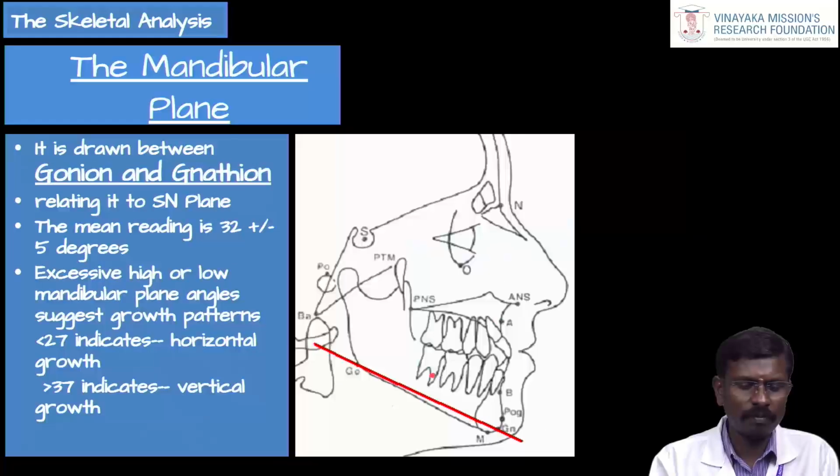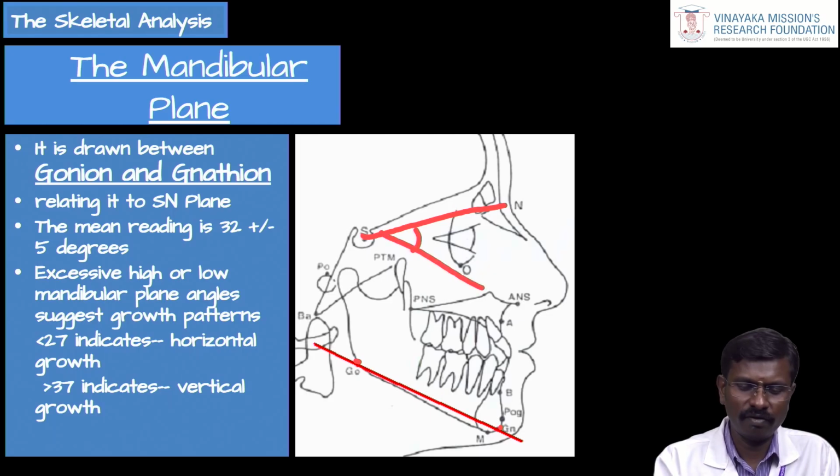In the same way, the mandibular plane shows how the growth of the mandible is, whether the patient is a vertical grower or a horizontal grower. It is a line drawn between the gonion and the gnathion. We are going to relate this to the SN plane. The same way we transfer the palatal plane, you have to transfer this, and we will take the values.